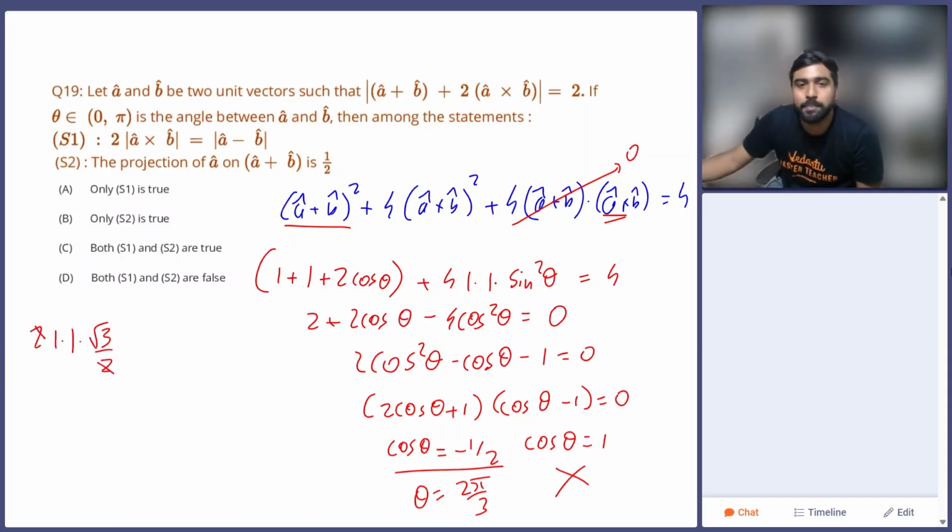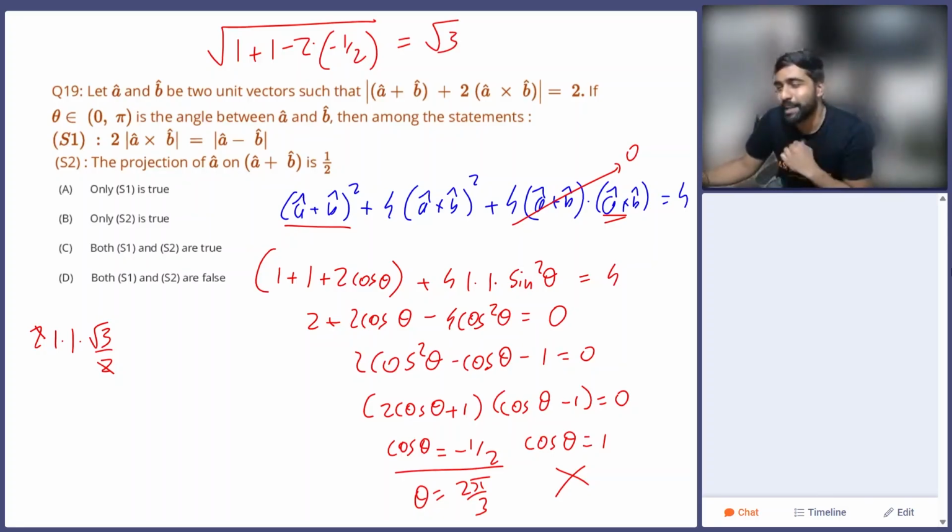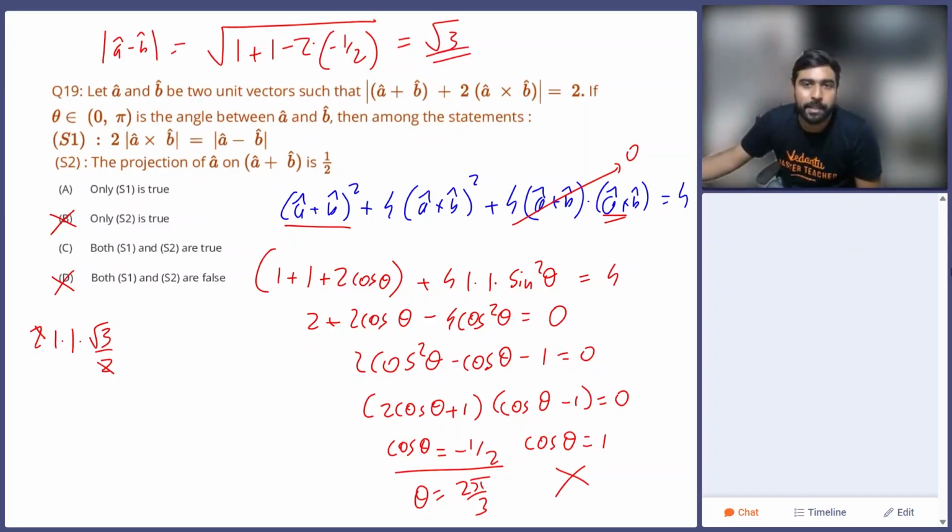What is the magnitude of A cap minus B cap? That's root of |A cap|² + |B cap|² − 2 times A dot B, which is minus 2 times minus 1 by 2 over here. What is that equal to? That is 1 plus 1 plus 1, root 3 itself. So yes, magnitude of A cap minus B cap is also equal to root 3, and so is 2 times magnitude of A cross B. So statement 1 is true. Now let's check statement 2.